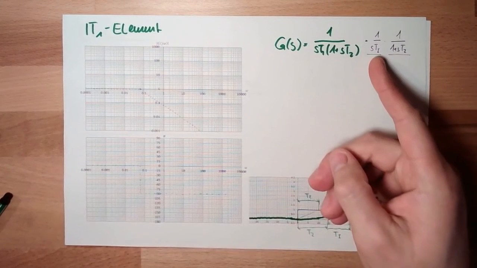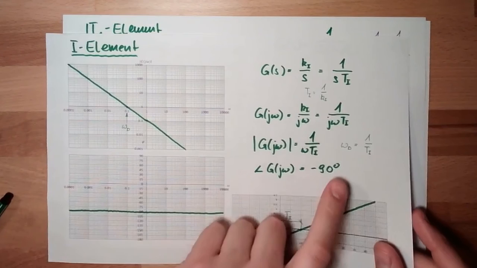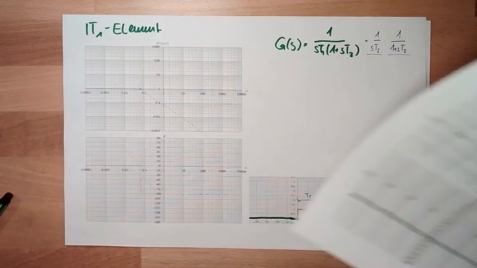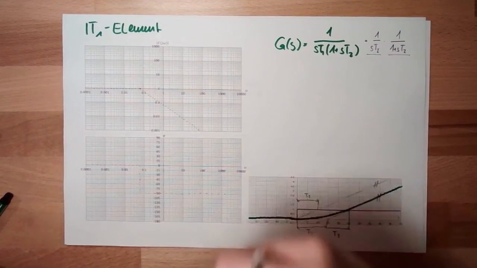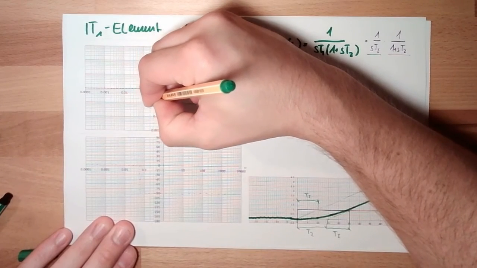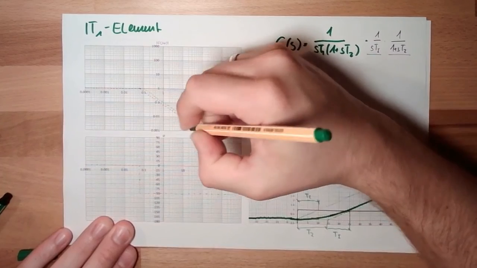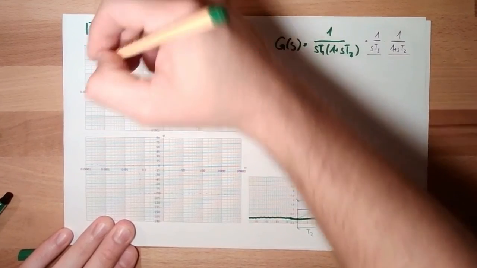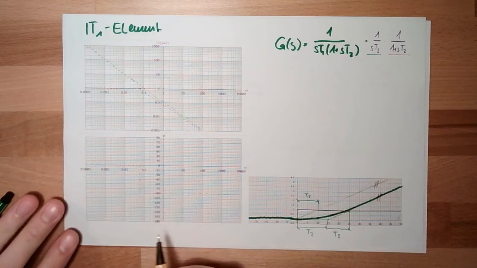Now, let's have a look at the I part. Remember, Ti, this pinching frequency here, is 1 divided by Ti. This 1 divided by Ti, Ti is 10, is a tenth. So it will look like this. Here they are very close together, but parallel. And here it will grow. Okay? And here, we're always at minus 90.